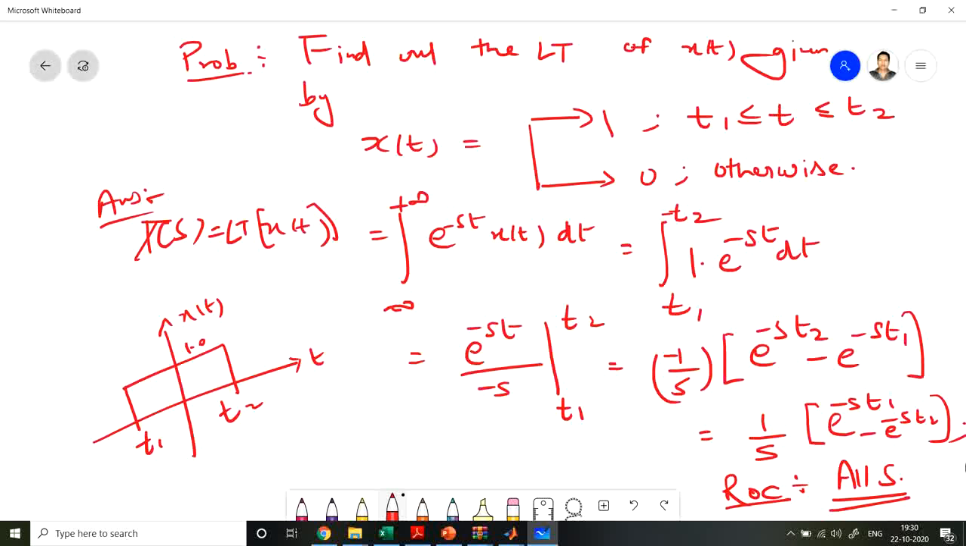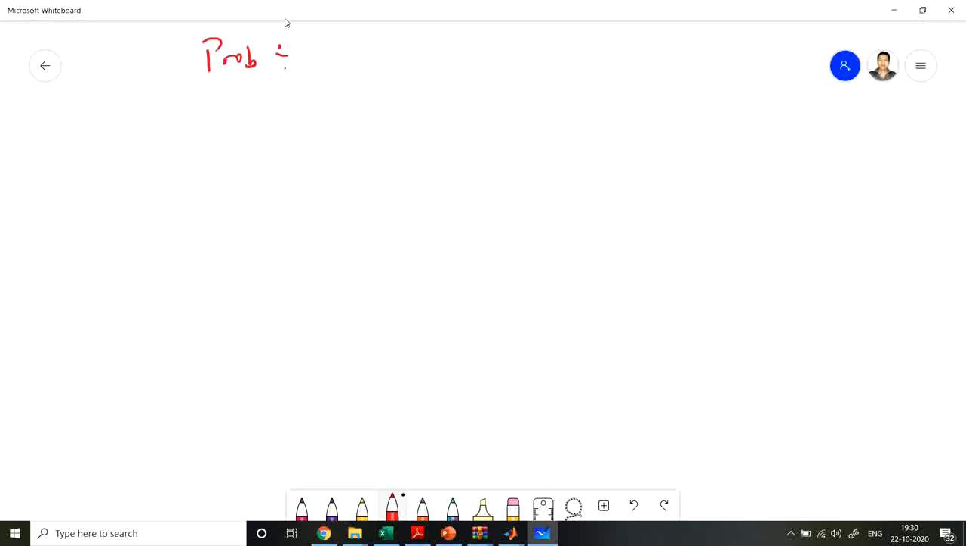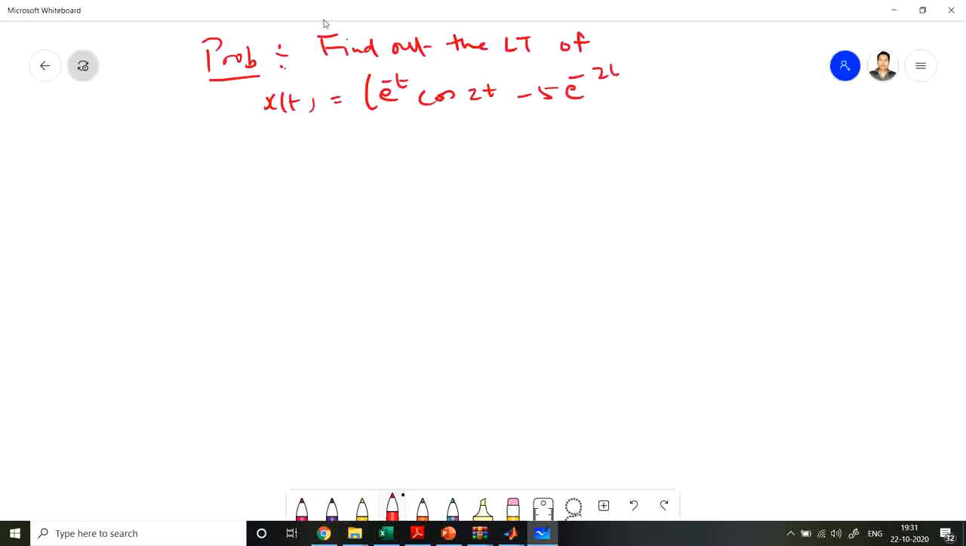So let us do another problem. Let us find the Laplace transform of x(t) equals e raised to the power minus t cos 2t into u(t), minus 5 e raised to the power minus 2t into u(t), plus 1 by 2 e raised to the power 2t into u(minus t). Find the Laplace transform of this signal.